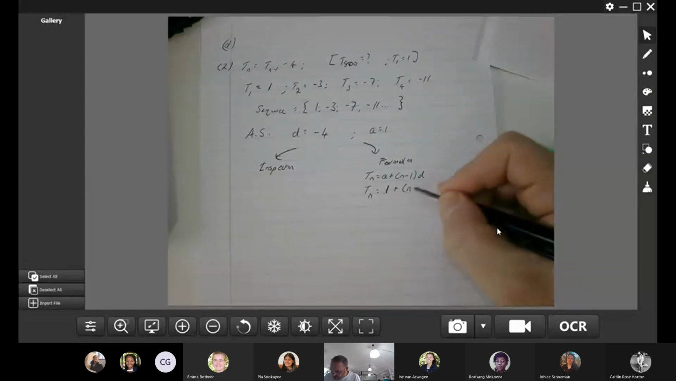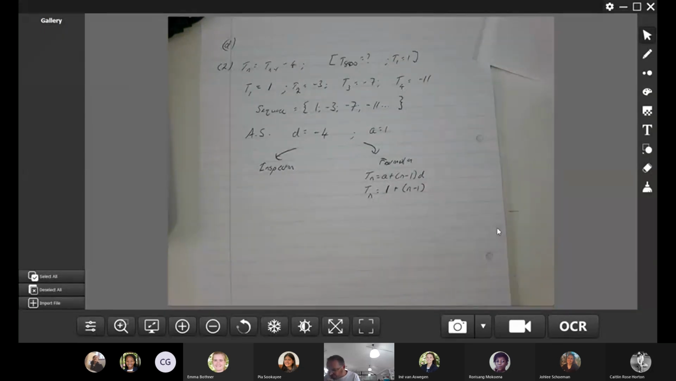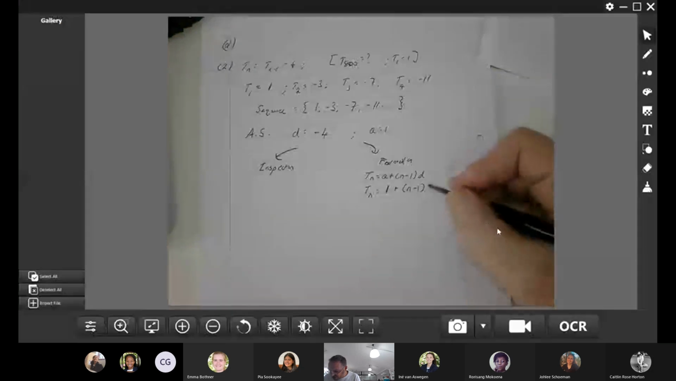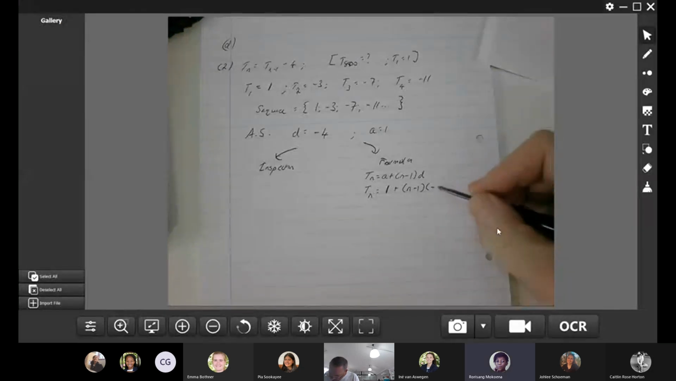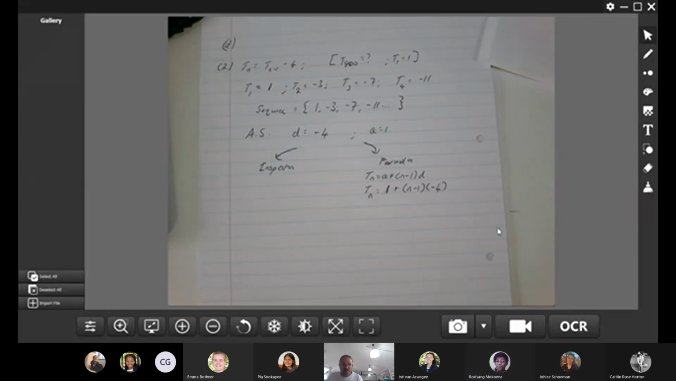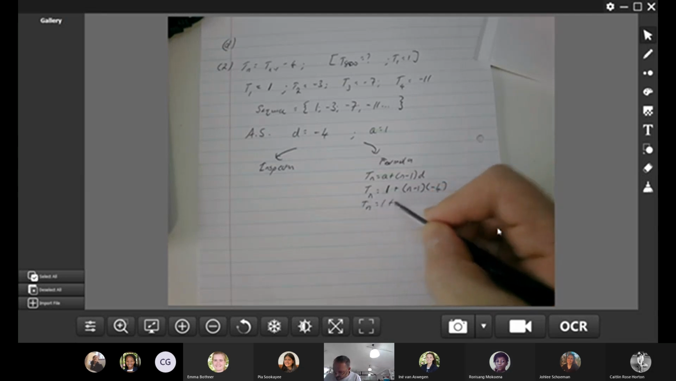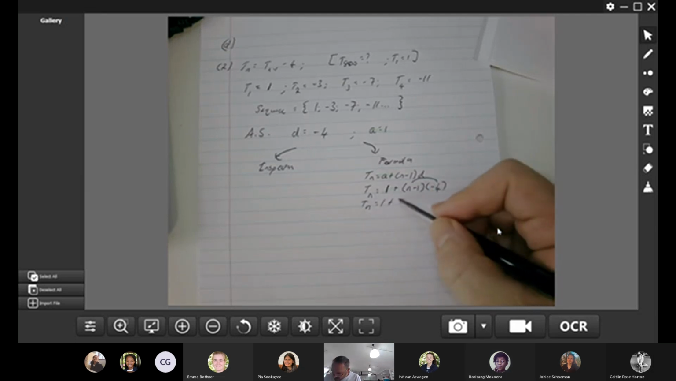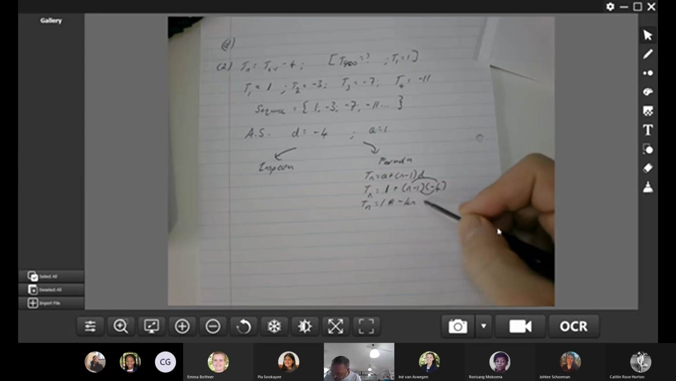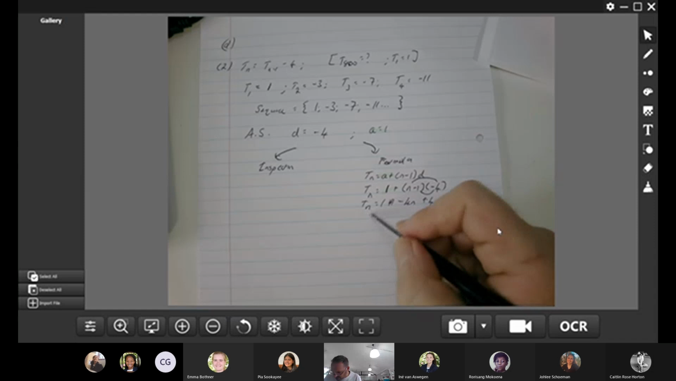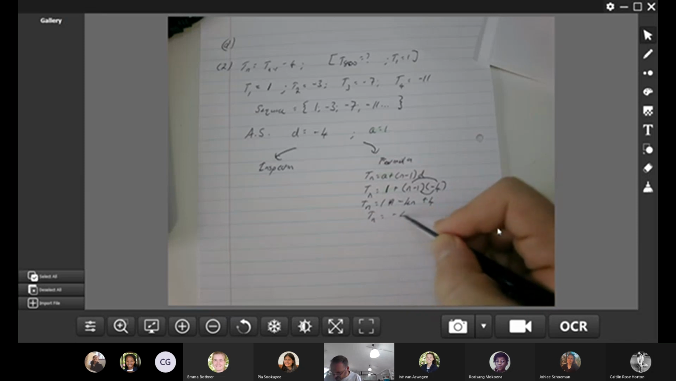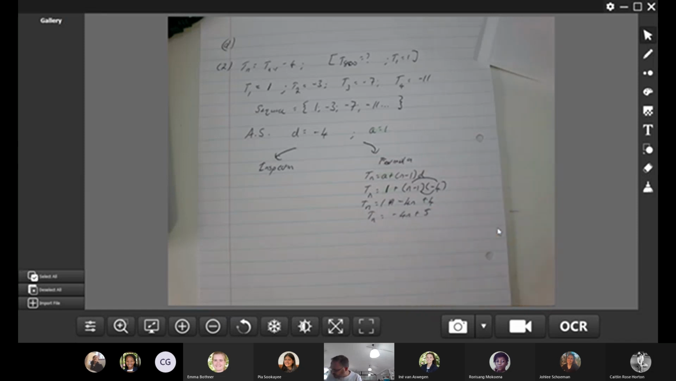Okay, we want n to stay there because we're looking for a general formula. And what's d? -4. Make sure that's in a bracket, otherwise it means -4, not times. So go neaten it up, and I get 1 plus (-4)n. So it's going to become 1 minus 4n plus 4. So your final answer is -4n plus 5.